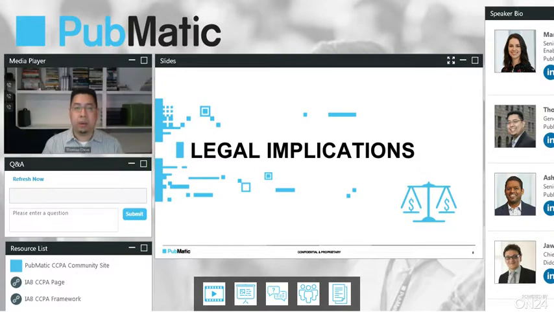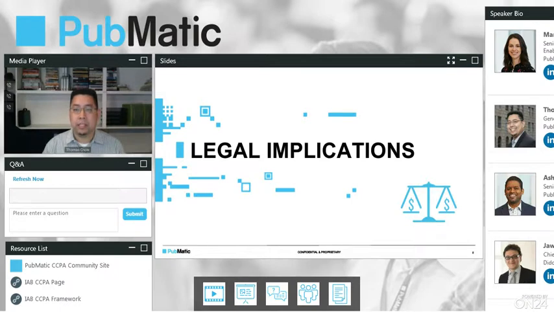Before I kick off, I want to start by saying that the CCPA is a very comprehensive statute that covers data protection and privacy. So I'm only going to have time to focus on some of the more important implications for privacy for personalized advertising for both advertisers and publishers.